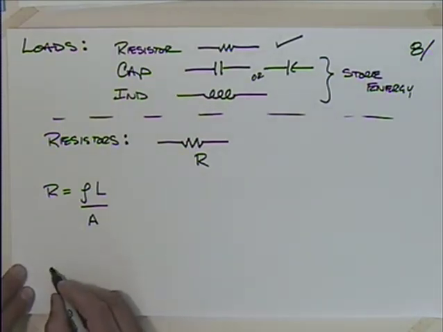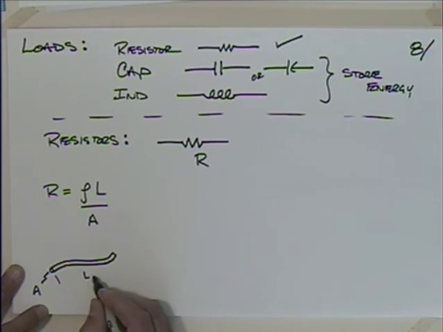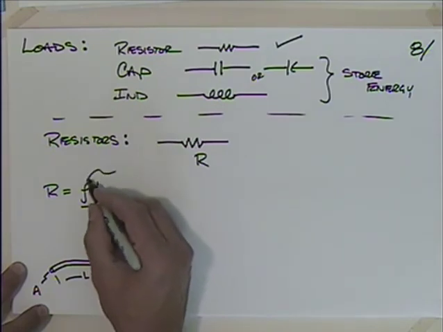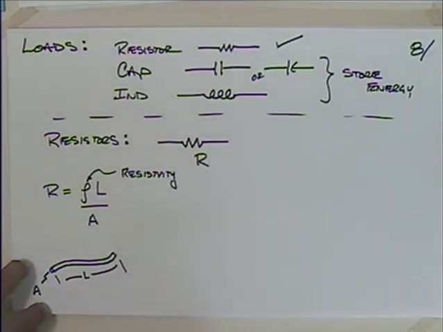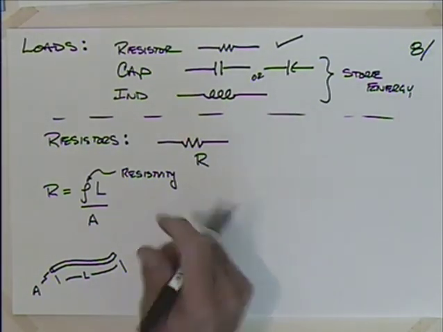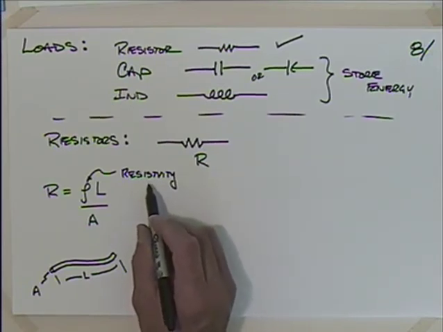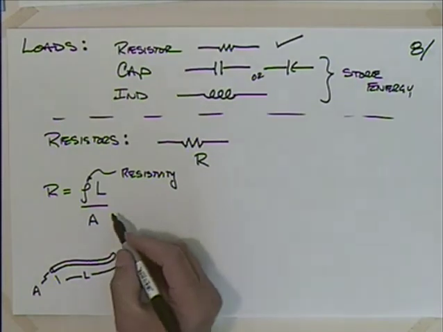So if I have some sort of a conductor, some sort of a wire, it has some cross-sectional area. It also has some length, and rho, the resistivity, that's a property of the material. We would think that glass has a much greater resistivity. It's a better resistor than it is a conductor, whereas copper has a low resistivity. It's a better conductor than it is an insulator. Okay, so there's how we calculate the resistance.